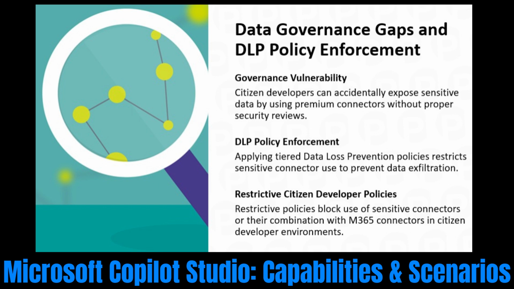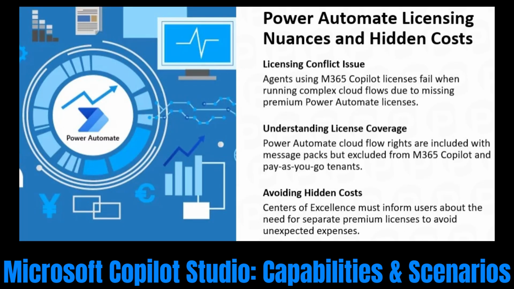And the last gotcha. Number 4, the Power Automate licensing gotcha. The problem: your Copilot Studio agent needs to trigger a fairly complex cloud flow in Power Automate to do its job, but the flow fails or requires extra licensing because the basic use rights included with the M365 Copilot license don't cover premium Power Automate features. So the Copilot license doesn't automatically give you full Power Automate, right? Not for the premium stuff, no.